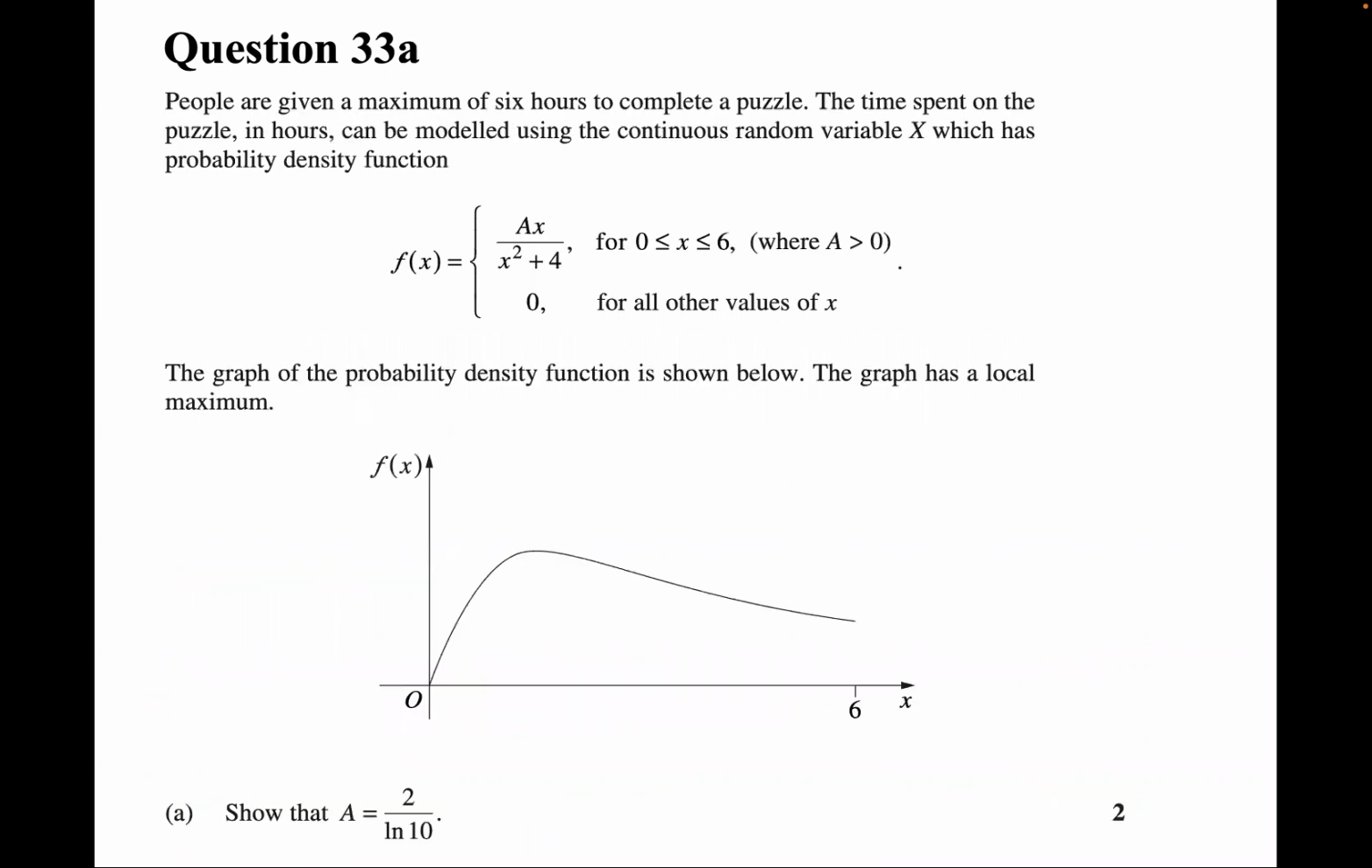Moving on to question 33, part A. Again, in the second booklet, you'd expect this to be a bit more challenging, and it definitely is a bit more challenging as a question. We have part A where they have a show that question. So we can see we've got a probability density function provided, and we have to show that capital A is 2 over ln 10.